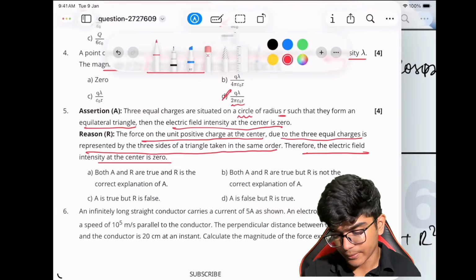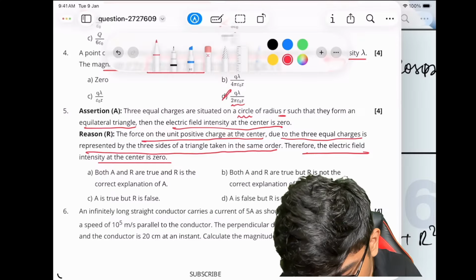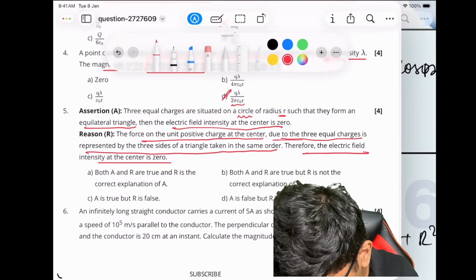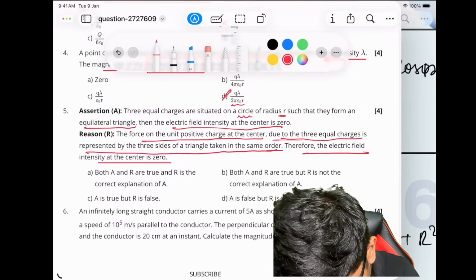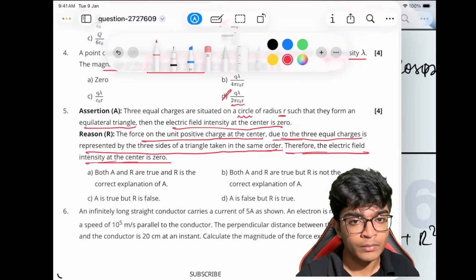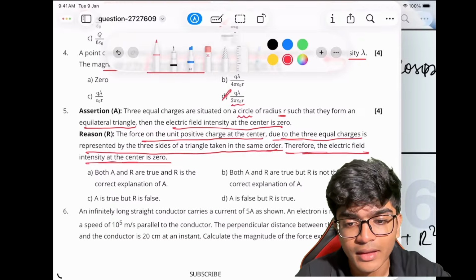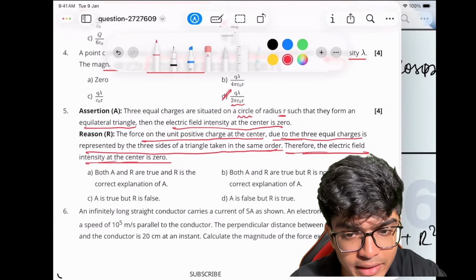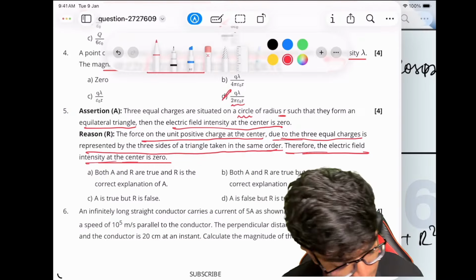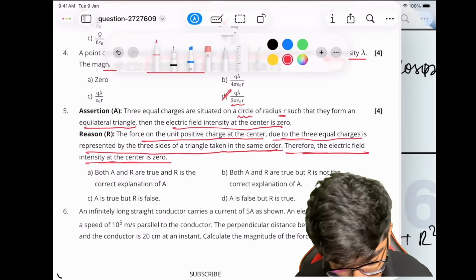Okay, fine. And force on the unit positive charge at center due to 3 equal charges is represented by 3 sides of triangle taken in the same order. Therefore electric field of intensity in the center is 0. Correct? Exactly whatever I did, they have written the same in the reason. Fine. So both my assertion and reason are right and R is the correct explanation of A. Correct?